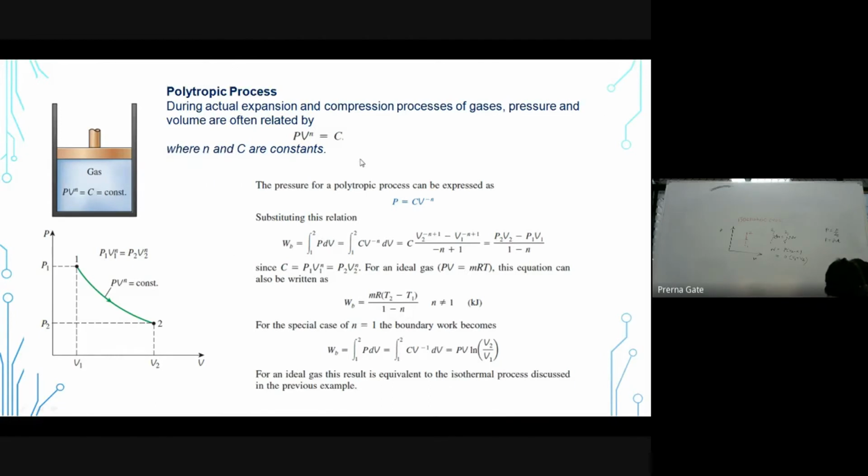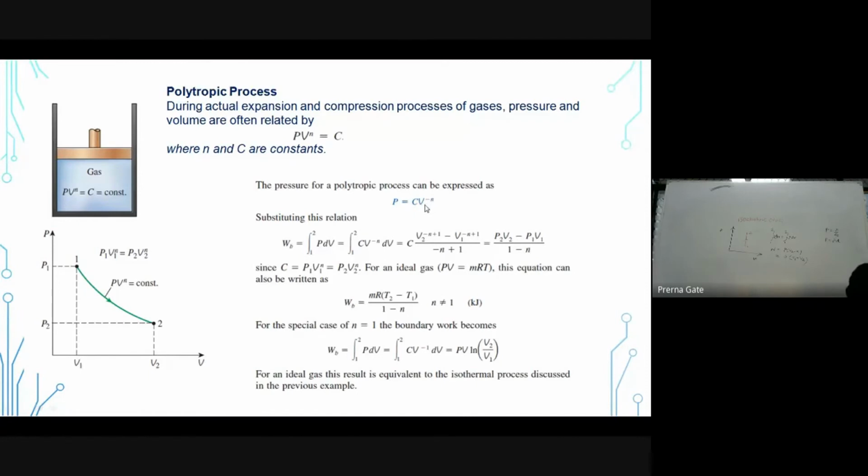Okay. So in this process, the pressure and volume are related as PV^n = C, where n and C are constants. The pressure for a polytropic process is represented as P = CV^(-n), where n is the polytropic index. When you substitute this relationship and derive it, the derivation of the polytropic process and the adiabatic process are the same. There, PV^gamma was constant, here PV^n is constant.